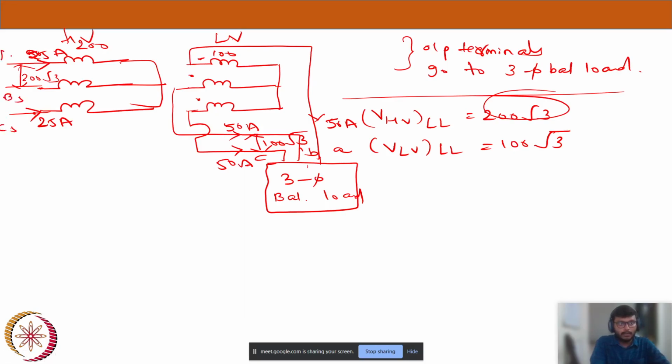AS, BS, CS. Yeah, so this is all about current. So since in star the line current and phase current are the same, the same current will flow through each phase as well as the line. So 25 amps and 50 amps. That's the restriction I am placing on the currents.